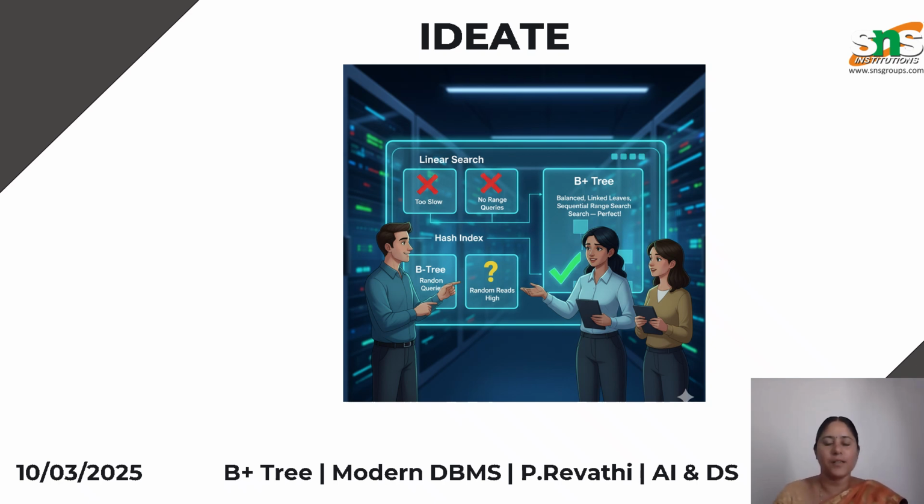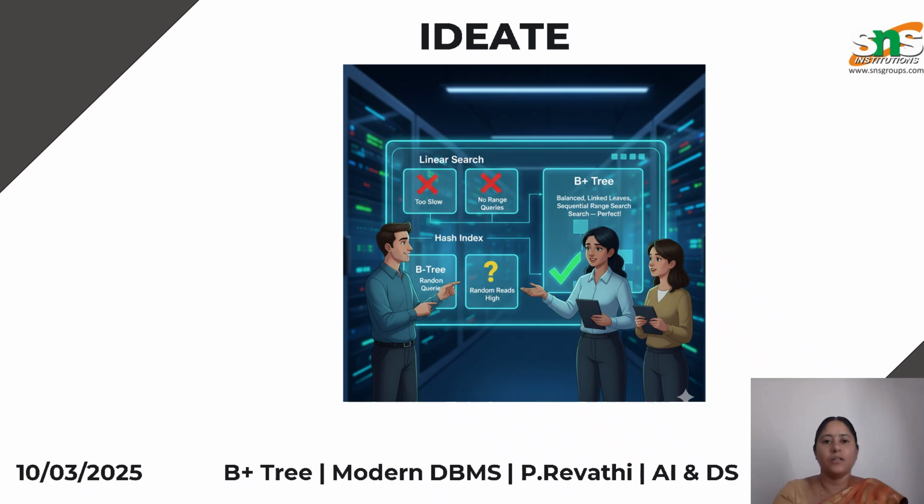Let's think of possible solutions. First idea is sequential search. The simplest approach is to check one record after another. This works for small data, but when we have thousands or millions of records, it becomes painfully slow. So sequential search is not practical for large databases.